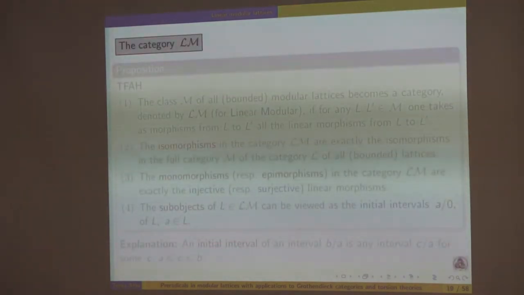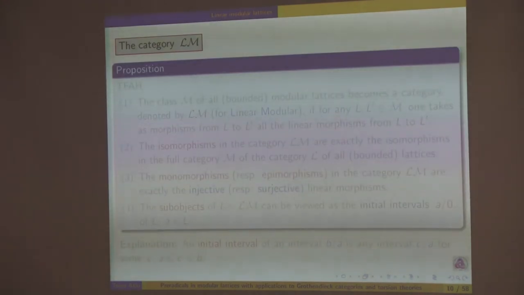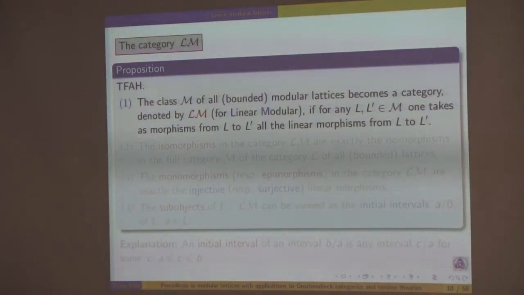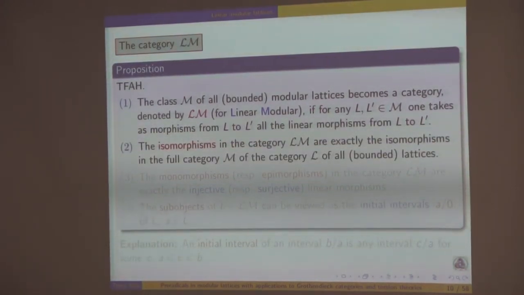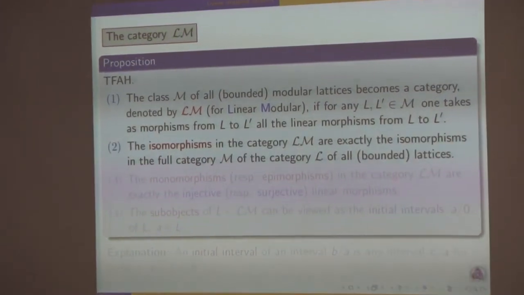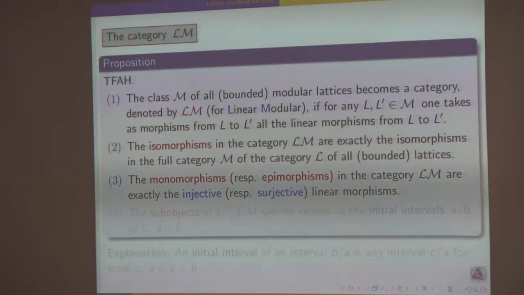Okay. Now I am going to define the category L of M. So we have the following result. As I told you before, all our lattices are bounded, they have 0 and 1. The class of all bounded modular lattices becomes a category. So we have to have the objects and the morphisms. The objects we denote by L, L for linear, M for modular. As morphisms one takes all the linear morphisms. The isomorphisms in this category are exactly the isomorphisms of modular lattices. The monomorphisms, respectively epimorphisms, in the category are exactly the injective, respectively surjective, linear morphisms.